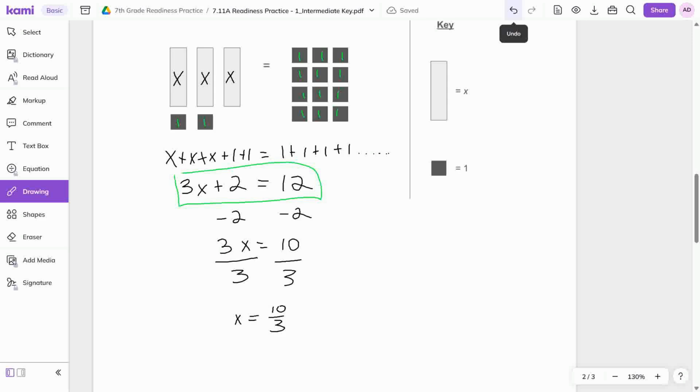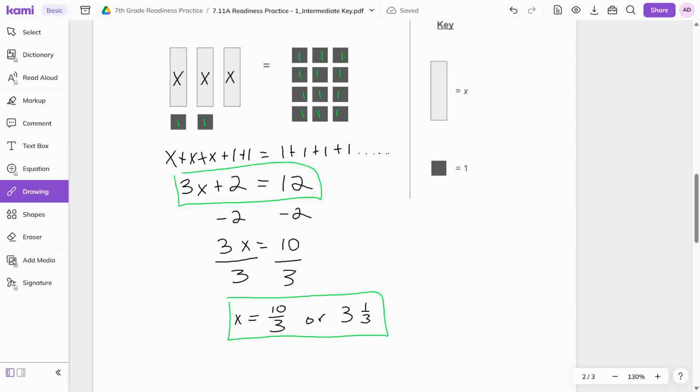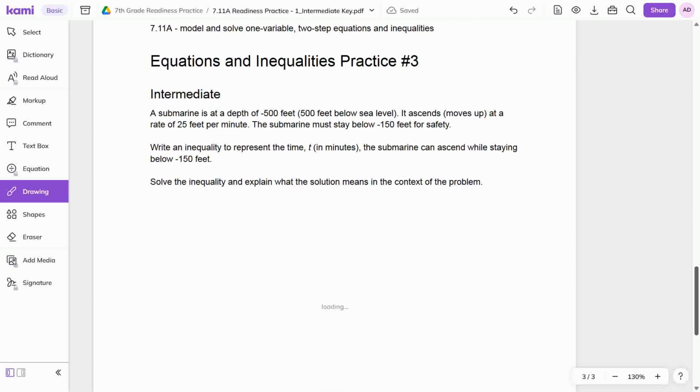We can write it as 3 and 1/3. Both would be correct. Probably we're not going to put it into a decimal form. But let's put it like this: 3 and 1/3. Most likely just leave it as 10 thirds. That's the simplest and cleanest version. If we plug that back in, we would get the answer there.